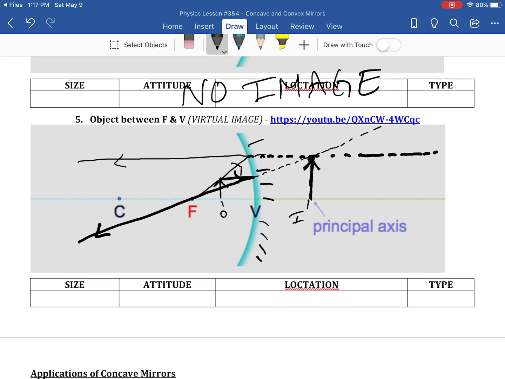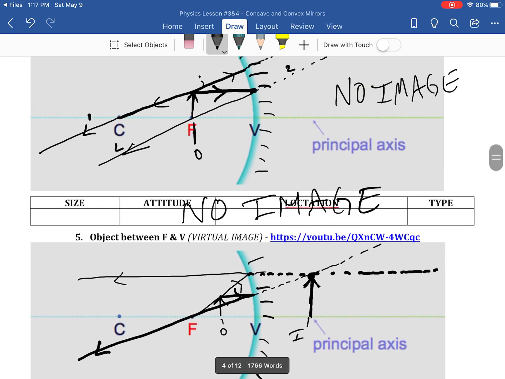All right? So, what are the characteristics of that image? Size, larger. Attitude, it's upright. Location is behind the mirror. And therefore, if it's behind the mirror, it is virtual.